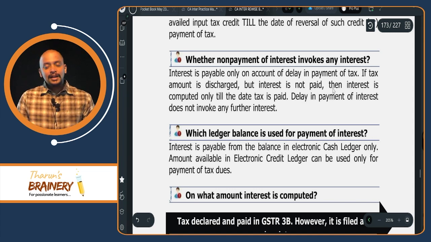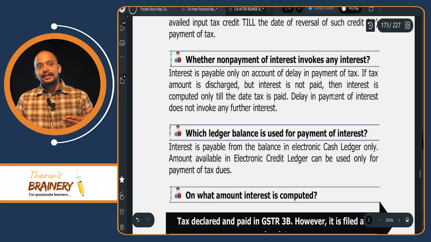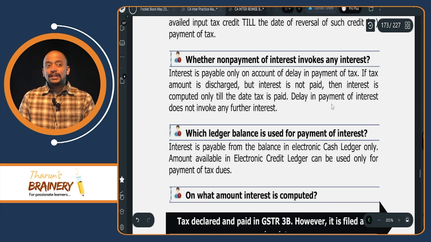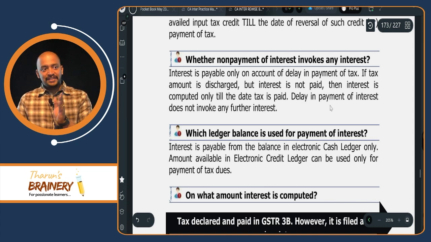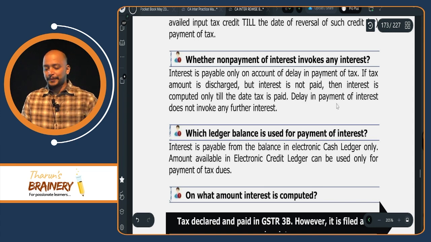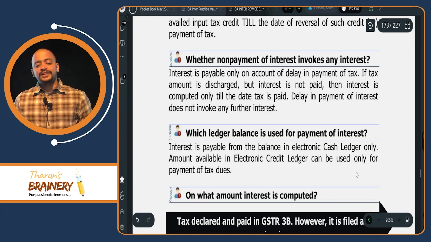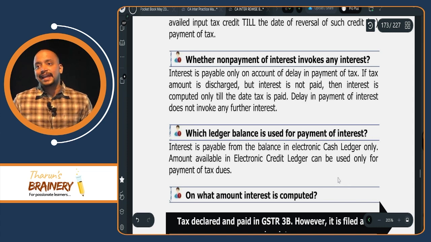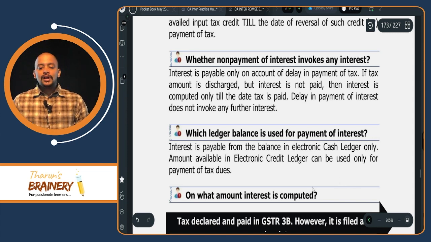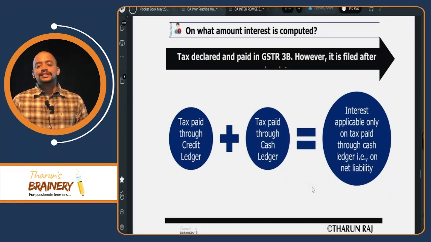Say, for example, I have to pay tax by 20th. I paid on 31st. So, there is a delay by 11 days. For these 11 days, I need to pay interest. But I did not pay interest yet. For non-payment of interest, again will there be interest? No. Then, which ledger balance is used for payment of interest? Is it credit ledger or cash ledger? Cash ledger.